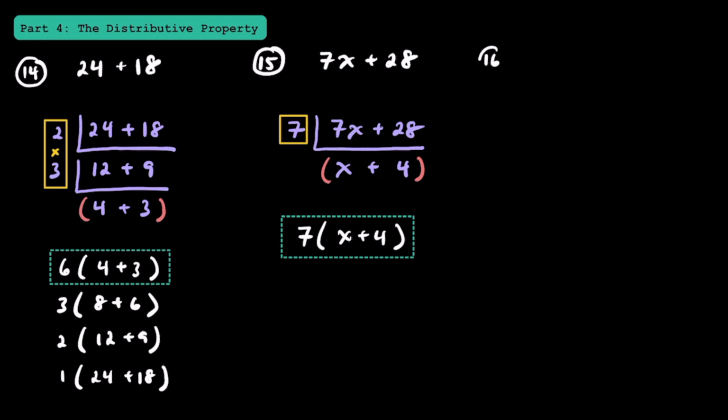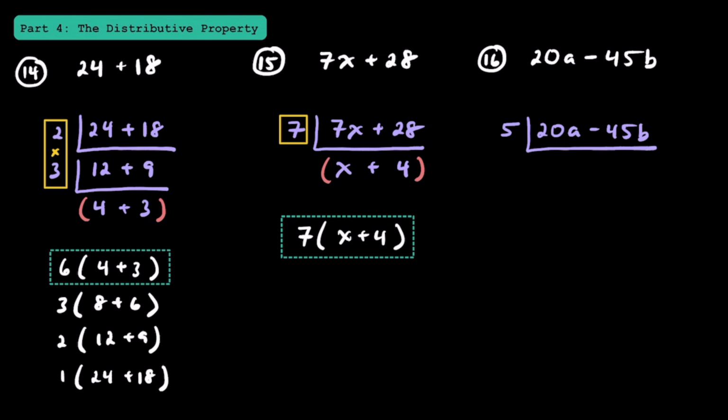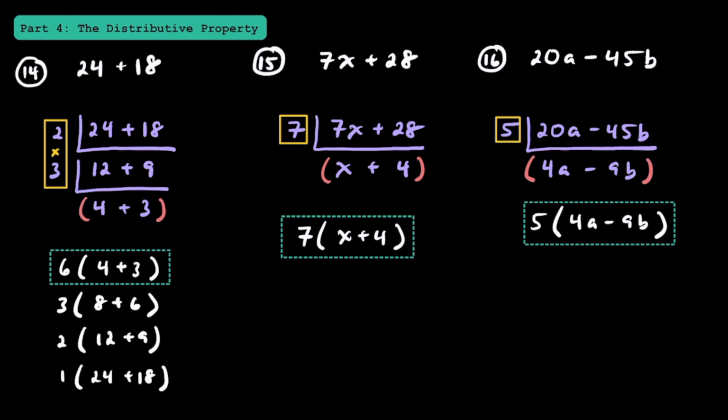Here's 16. We have the expression 20a minus 45b. Thinking of a common factor between 20a and 45b, they don't have anything in common variable-wise, but they do have something in common between their coefficients. 5 is a common factor. 5 goes into 20a 4a times, and 5 goes into 45b 9b times. We can stop here because 4 and 9 are relatively prime, and a and b are relatively prime. That means 5 is our GCF. We can write 5 times the quantity of 4a minus 9b. This is our equivalent expression.